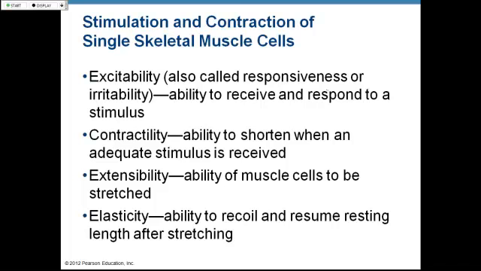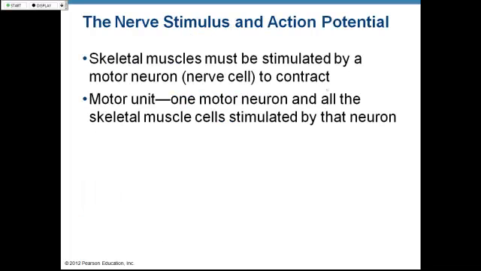All right. Any other questions about the definitions that you see relating to muscle contraction? All right, so the nerve stimulus action potential. Here's where we're going to briefly see that nerve cells, the processes from nerve cells, end on muscles. Skeletal muscles must be stimulated by a motor neuron or a nerve cell. A motor unit is one motor neuron and all of the skeletal muscle cells stimulated by that neuron.